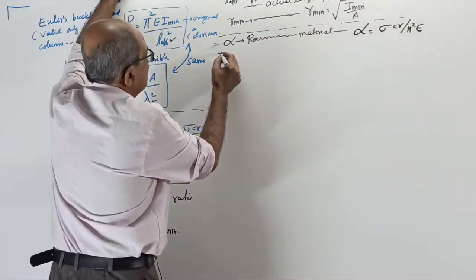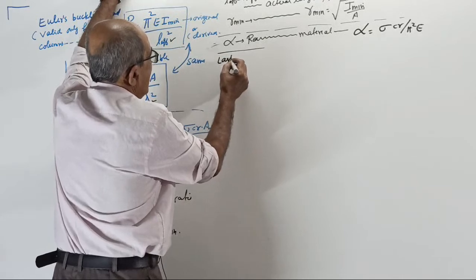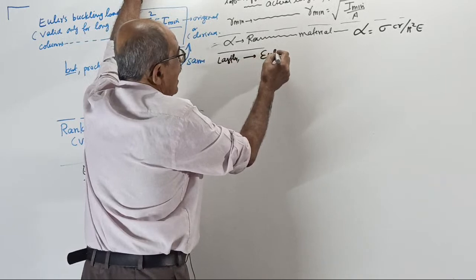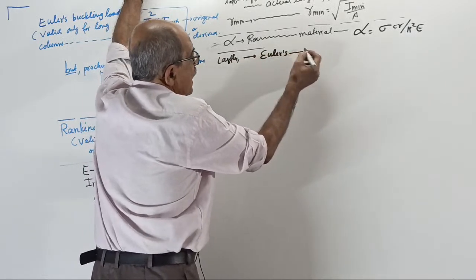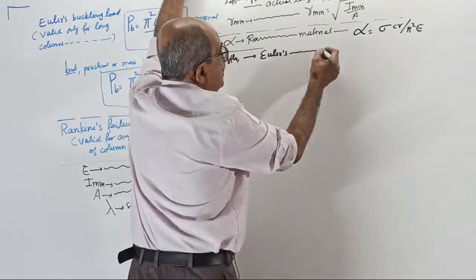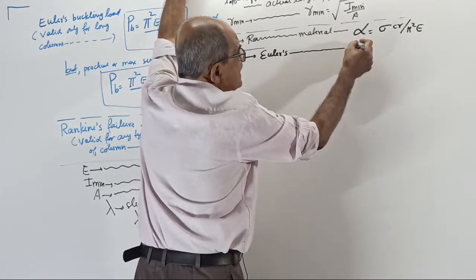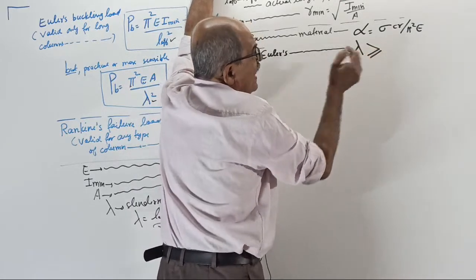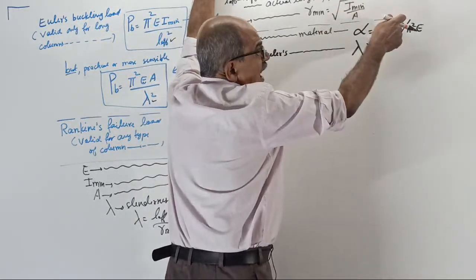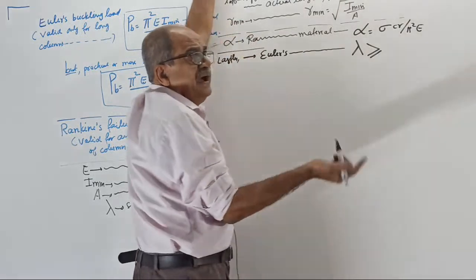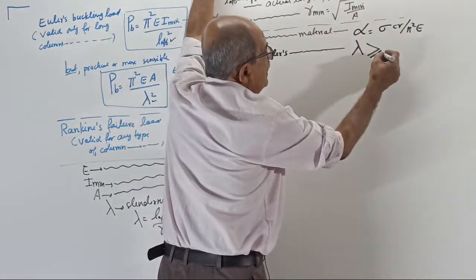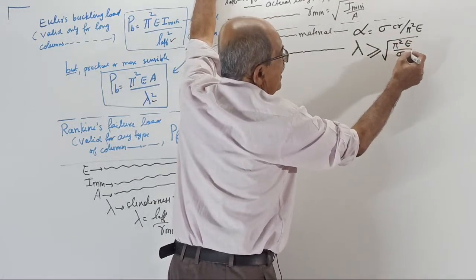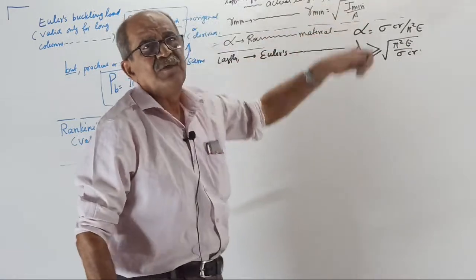Lastly, remember, you should write Euler's formula is applicable only if slenderness lambda is either equal or more than... How to remember? Same alpha, take reciprocal, but root comes there. Root of pi square E by sigma CR. We even discussed for steel.